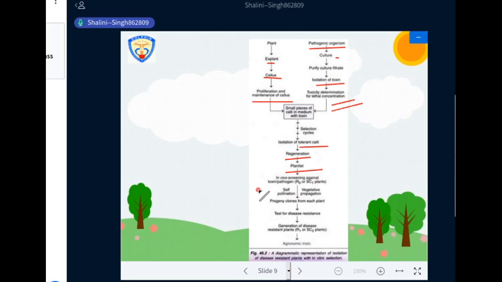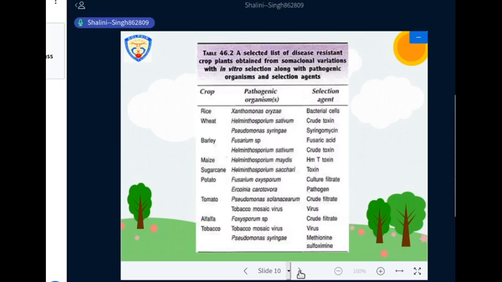Then after this screening against this toxin and pathogen, these plants are transferred into the field and they are grown, and these are known as progeny clones. These progeny clones from each plant are then again tested for disease resistance in field condition also. Then we have disease resistant plants, and this is known as the somaclonal variants population, which is again taken for agronomic trials for the release of this somaclonal variant variety commercially.